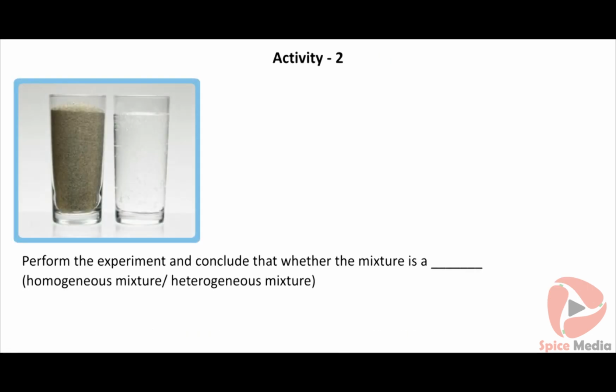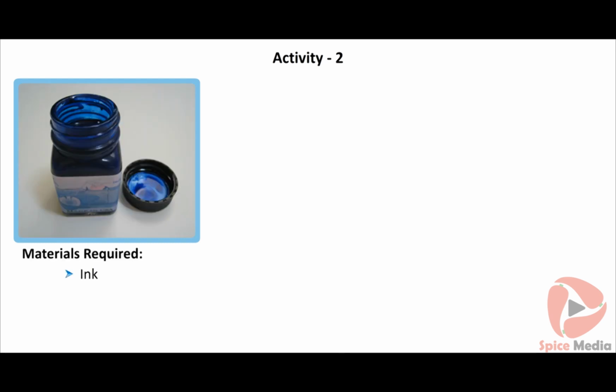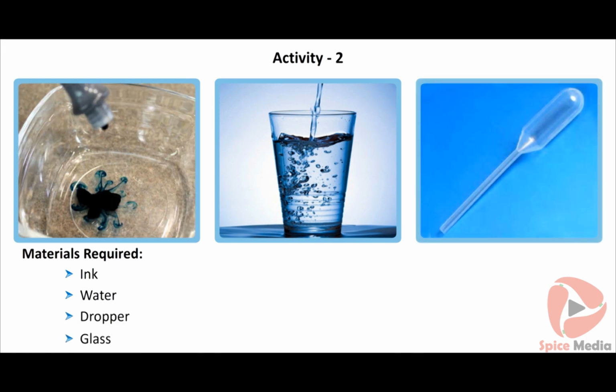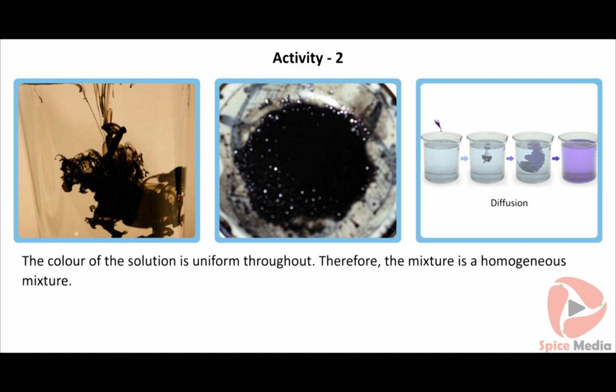Perform the experiment and conclude whether the mixture is a homogeneous mixture or heterogeneous mixture. Materials required: ink, water, dropper, glass. Procedure: take a glass, fill it with water. Mix a drop of ink and water. Observe whether the color of the solution is uniform throughout or not. The color of the solution is uniform throughout. Therefore, the mixture is a homogeneous mixture.